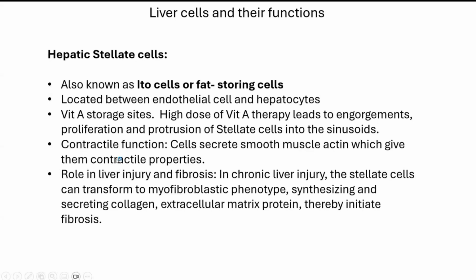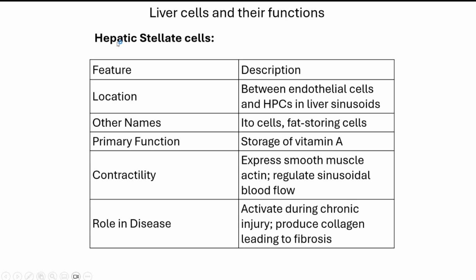They also have a contractile function. The cells express smooth muscle actin, which gives them contractile properties. Their role in liver injury and fibrosis: in chronic liver injury, these stellate cells can transform to a myofibroblastic phenotype, synthesizing and secreting collagen and extracellular matrix protein, and thereby initiate fibrosis.